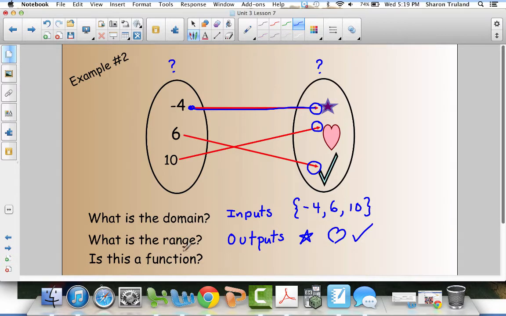The last thing we want to review is, is this a function? So you have to say to yourself, what does a function mean? Do the x's repeat? Is there any x up here who's double dating? Nope. -4 goes out with a star, 10 goes out with a heart, and 6 goes out with a check mark. Nobody repeats. So yes, this is a function.